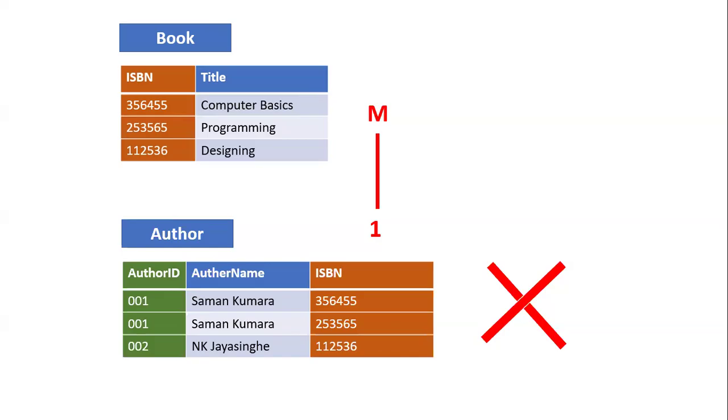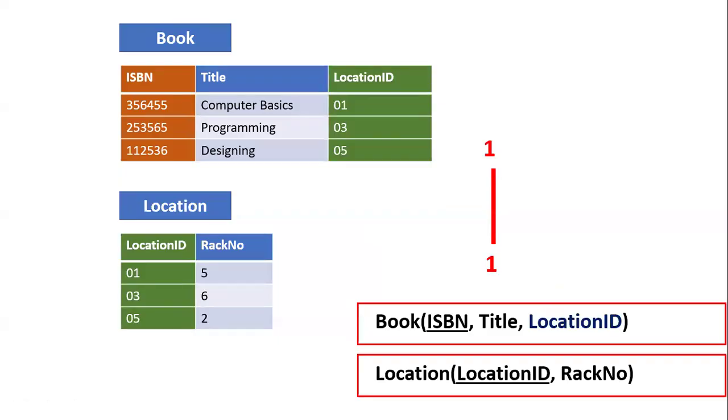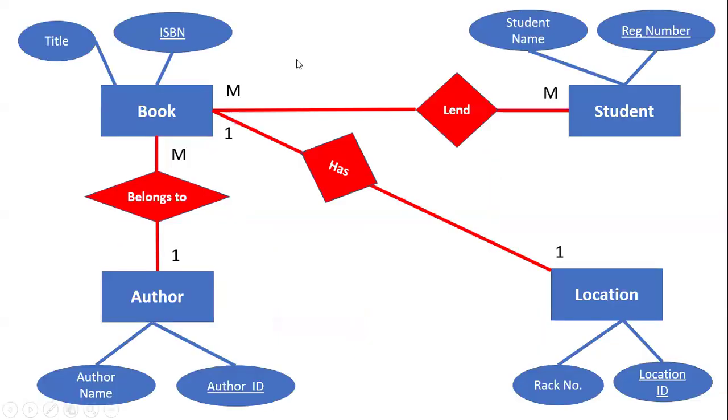Yeah, there is a request to explain that again. So I'll explain it again. If I go back here in the ER diagram, we have a one-to-one relationship between book and location.